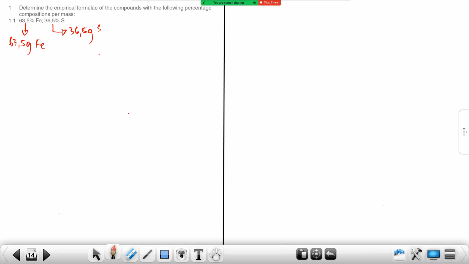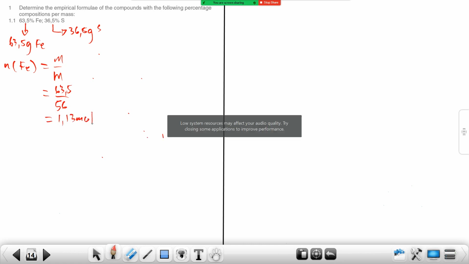So how do I get the number of moles? It's easy. I already have the mass. So for me to calculate the number of moles of iron, it's easy. It will be m over M. This will be 63.5 divided now by 56. Yes, it's 56. And then the final answer will be 1,13 mole.